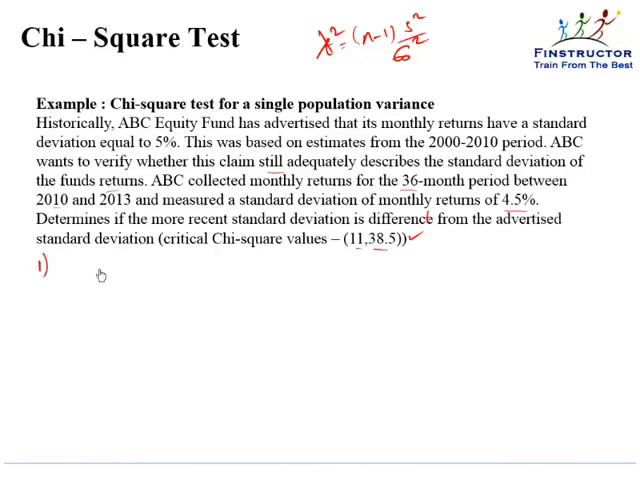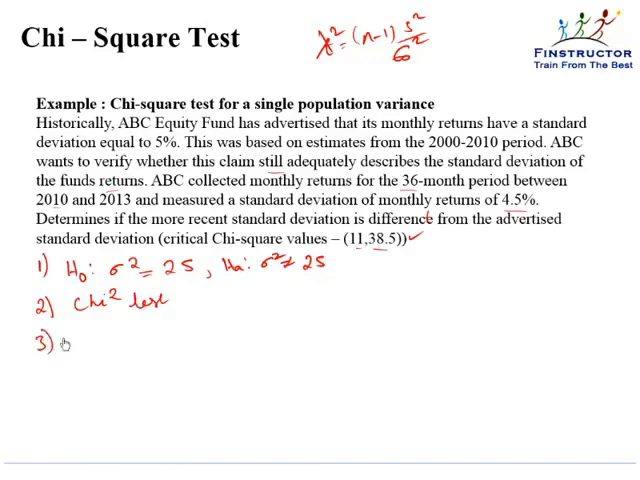Step 1 again is to state the hypothesis. The null hypothesis will be that the variance is equal to 25, and the alternative hypothesis will be that the variance is different from 25. The standard deviation is 5, and variance will be the square of the standard deviation. The second step is to select the test statistic, which in this case will be the chi-square statistic that we will use.